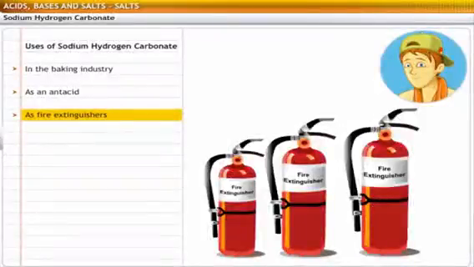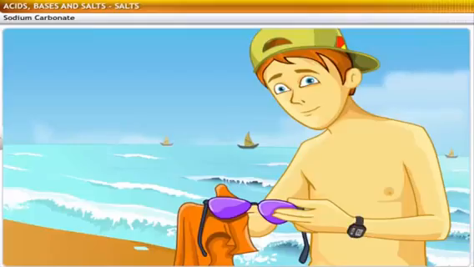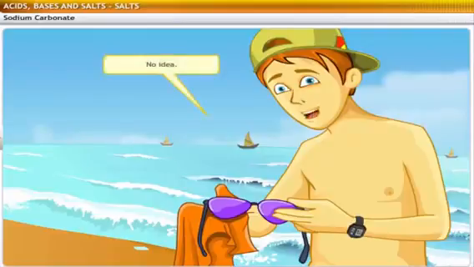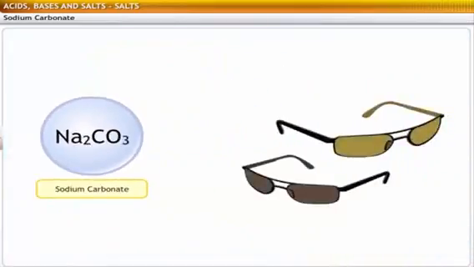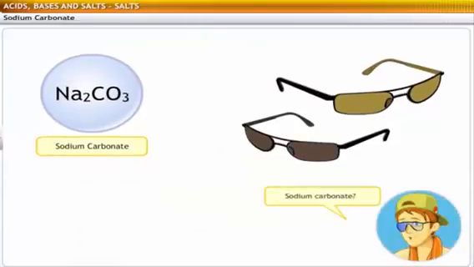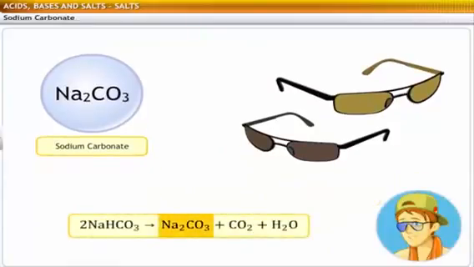Do you know how glass is made? No idea. Sodium carbonate is used to manufacture glass. Sodium carbonate? Sodium carbonate is obtained by heating sodium hydrogen carbonate and is called anhydrous sodium carbonate or soda ash.